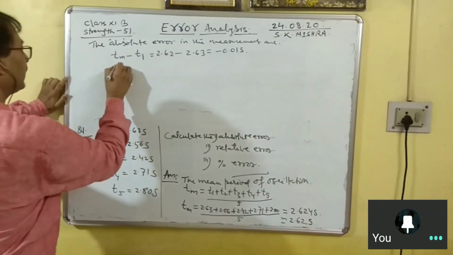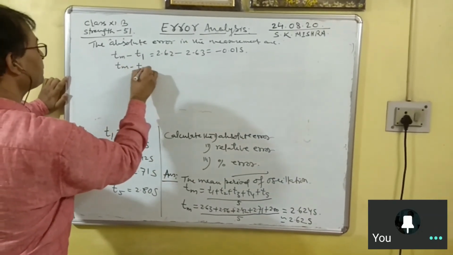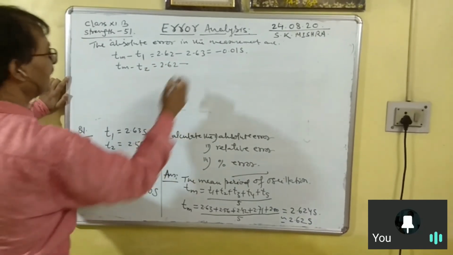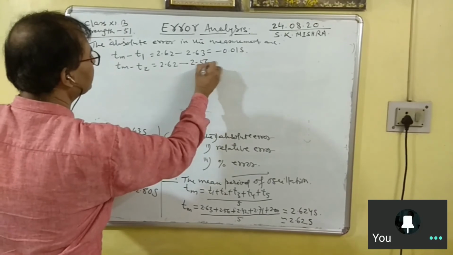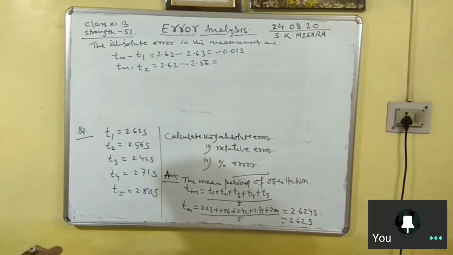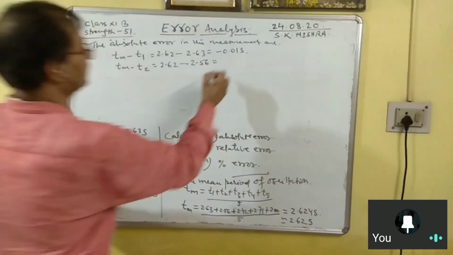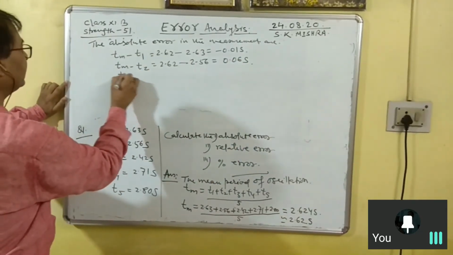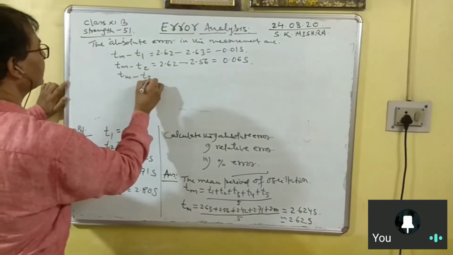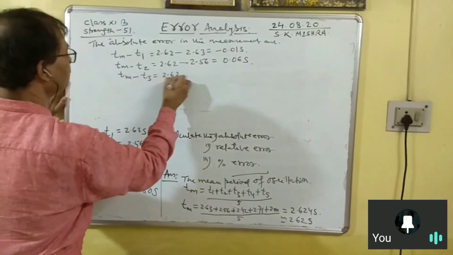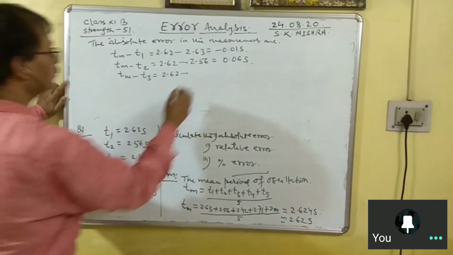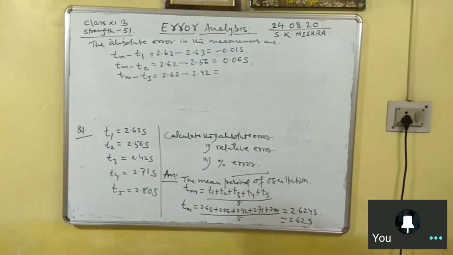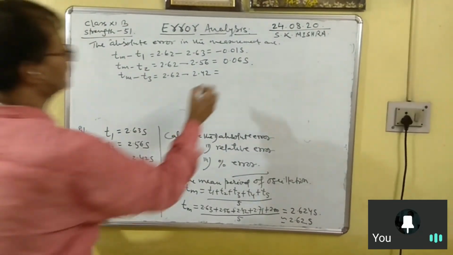What is Tm minus T2? So 2.62 and what is T2? 2.56. So just take the difference. It comes to be 0.06 second. Now in the third reading, Tm minus T3. So this is 2.62 minus T3. What is T3? 2.42. Now take the difference. It will be 0.20 second.